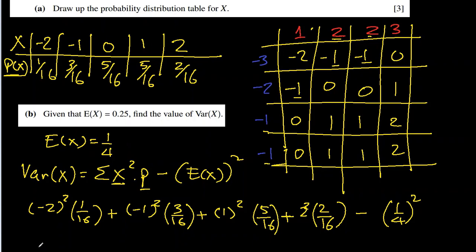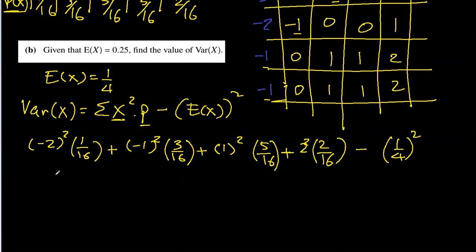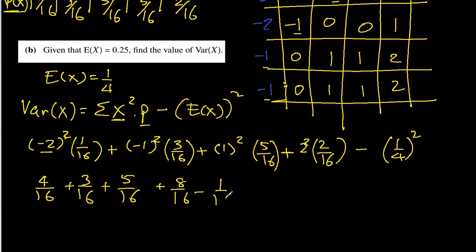I'm not simplifying all of them because all of them have denominator 16, which will make the calculation easier. So 4 times 1/16 becomes 4/16. Positive, right? Because negative squared is positive. 1 times 3/16 would be 3/16. Then 1 times 5/16 is 5/16. 2 squared is 4, times 2 is 8, so 8/16, minus 1/16. This is 1/16, okay?